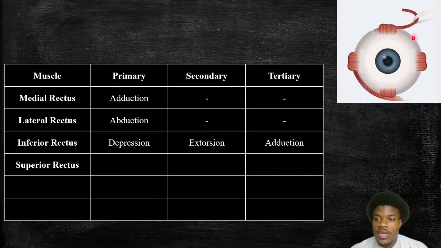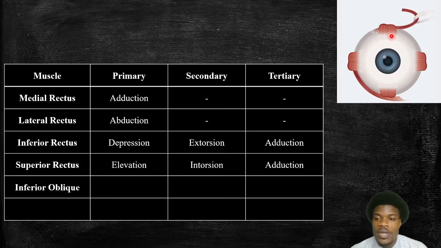Superior rectus inserted medially oblique at the top here. Our main movement is elevation of the eyes, and then secondary would be that intorsion or that inward movement of the eyes when it contracts. And lastly, it will help the eye to adduct as well. So both these rectus muscles will help the eye to adduct.